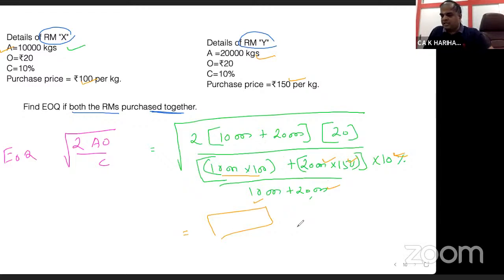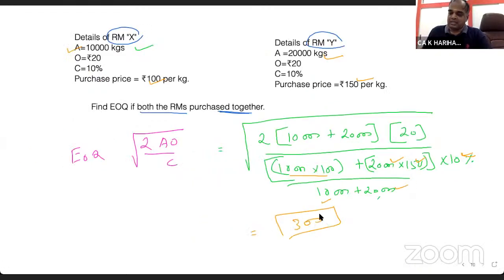Santosh is telling 310. What is the right answer? 300 or 310? This is a peculiar question, so be careful. Don't be lazy. A similar type of question came in the 5 marks matter. Okay, the answer is 300. 300 for raw material X, or raw material Y, or raw material X and Y together? Okay, 300 units is the answer.